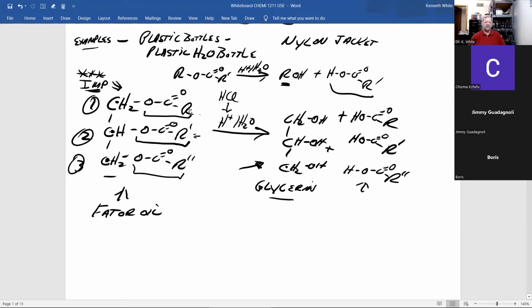Triglyceride, 3 esters, acid and water. You've learned this reaction for test 3, I hope. And that's ester, acid, water. Get back to the alcohol and the carboxylic acid you would have used to make that ester.